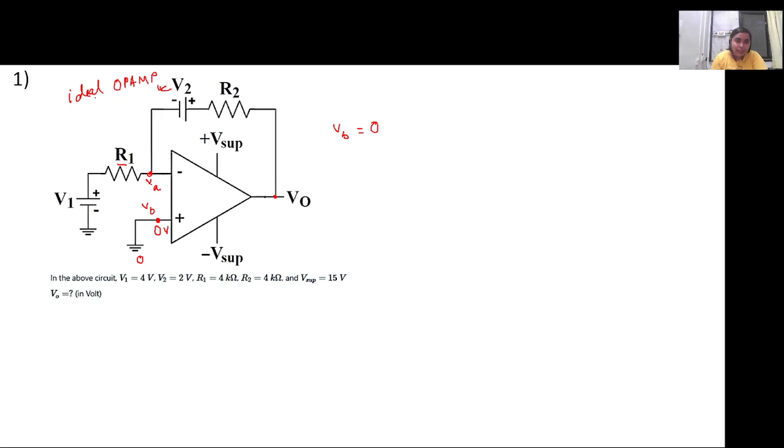Now in case of an ideal op-amp, VA will have to be equal to VB, and the current drawn inside the amplifier will be equal to 0 ampere. These are the two conditions of an ideal op-amp. So we have VA equal to VB, and this will again be equal to 0 volt. So the node voltage at this point is 0. Let this point be denoted by A.